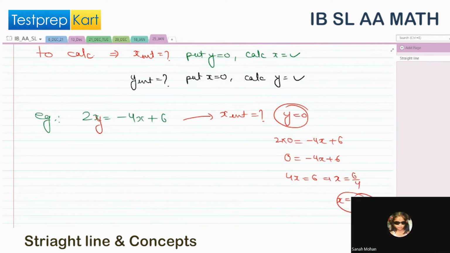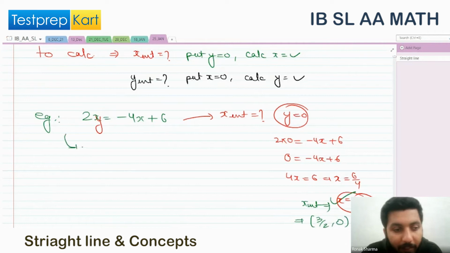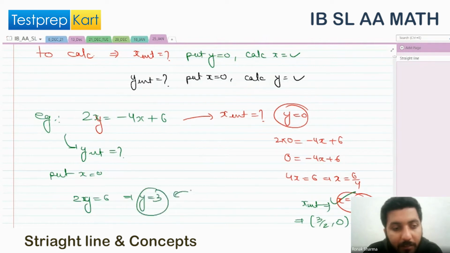So what is the point? The x-intercept point is 3 by 2, comma 0. Similarly, if you want to calculate the y-intercept, what are we going to do? Put x equal to 0. So directly we'll get 2y equals 6. That means y equals 3. This is your y-intercept.